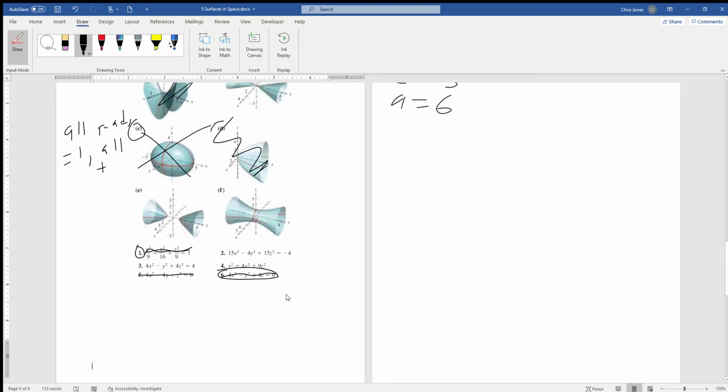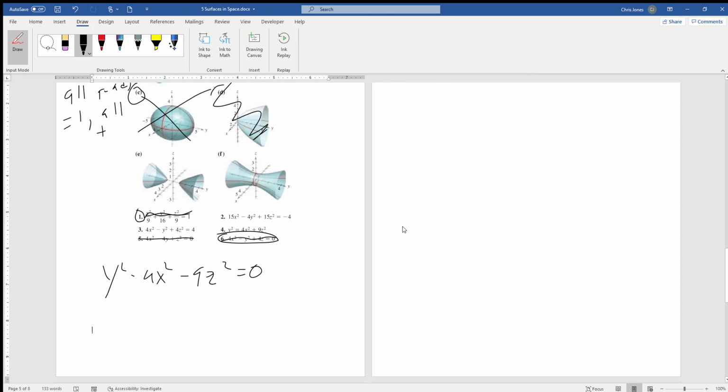All right, so we're going to work on this y squared equals 4x squared plus 9z squared. Let's subtract 4x squared and 9z squared from both sides. So we have y squared minus 4x squared minus 9z squared equals 0. If we were to multiply through by -1, 4x squared plus 9z squared minus y squared equals 0. So we have all quadratic, we have it equal to 0, and we have one negative.